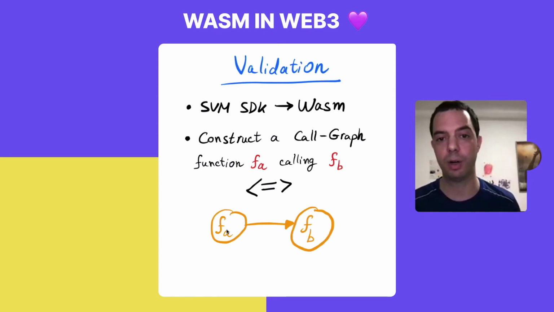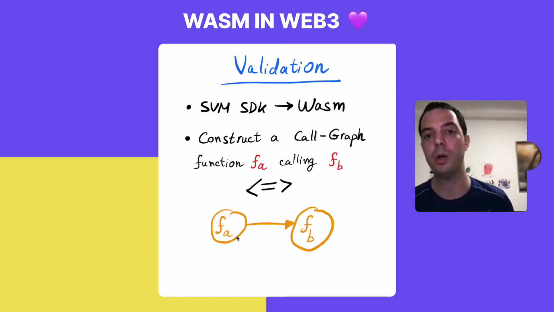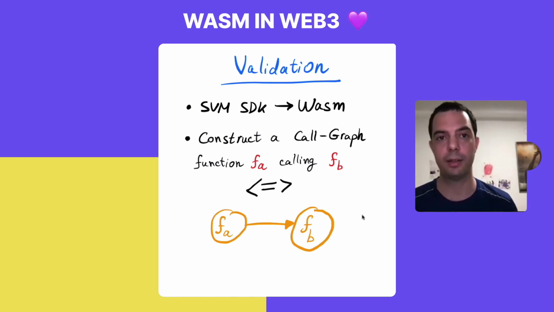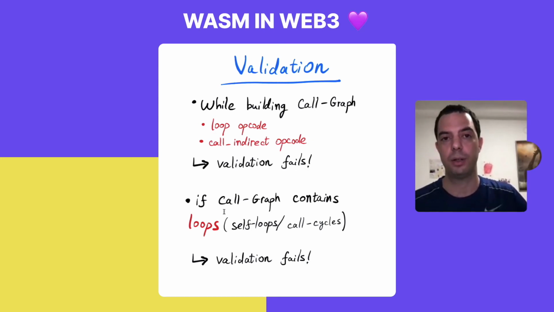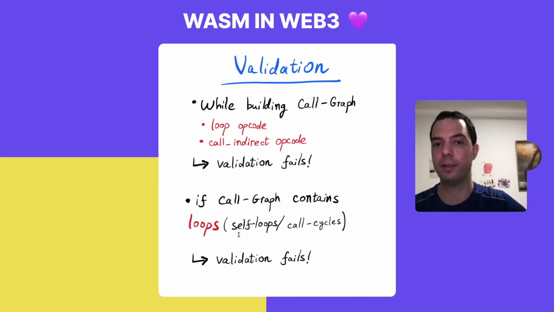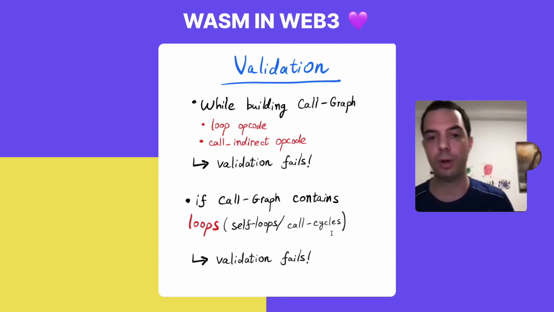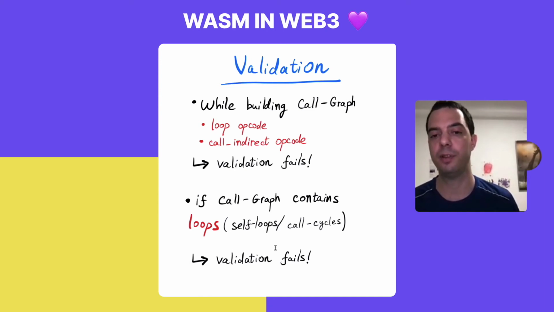So we are building this call graph: each time function A calls a function B, we draw an edge between these two nodes. While building the call graph as we go, if for some reason we encounter one of the opcodes which are not allowed, we halt the process and say that the validation fails. Later, once we've got the call graph, we need to look for loops, but not the loop opcode, rather self loops like recursions and call cycles. If A calls B, calls C, calls A, we don't want to have any loops. If we find a loop in the graph, it means that the Wasm input is not a fixed Wasm, and the validation fails.